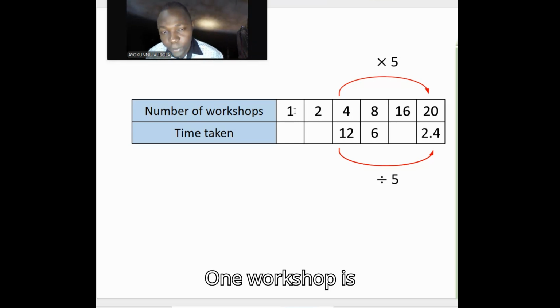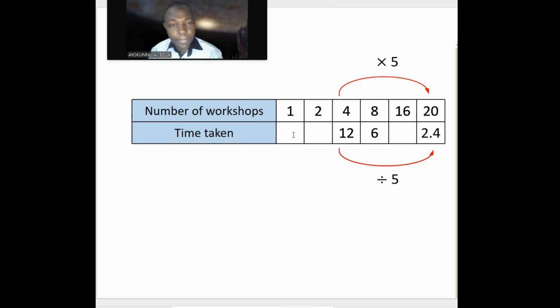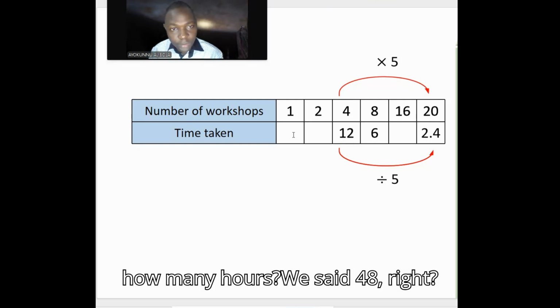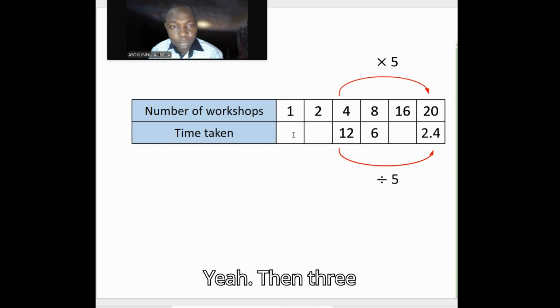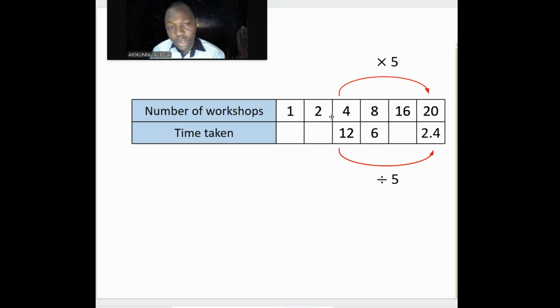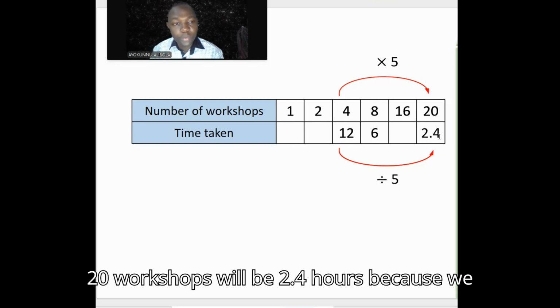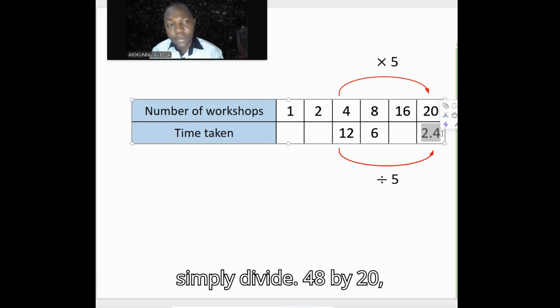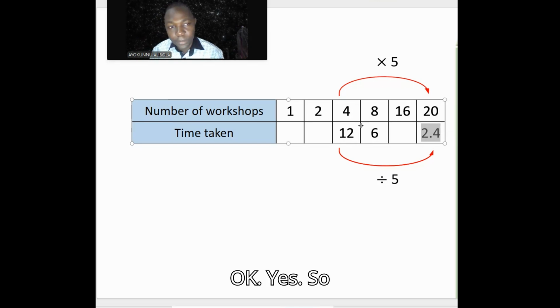One workshop is how many hours? We said 48, right? Then three workshops will be 16 because we divide 48 by 3. And 20 workshops will be 2.4 hours because we simply divide 48 by 20, okay?